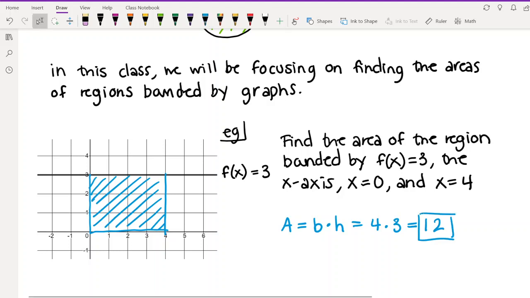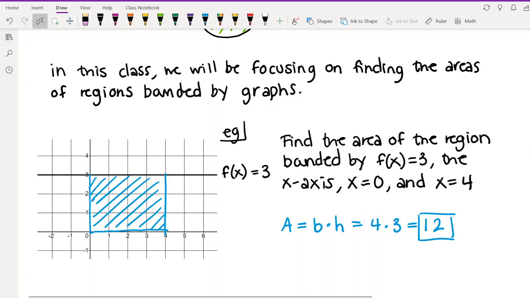So I'm basically just restating a simple geometry problem, but in the words of graphs, right? Instead of just saying find the area of this rectangle, we're thinking of this rectangle as being a region bounded by different functions and different vertical and horizontal lines.